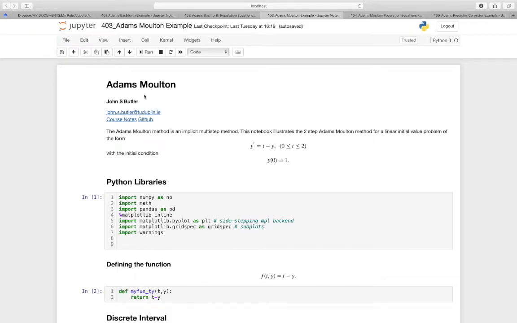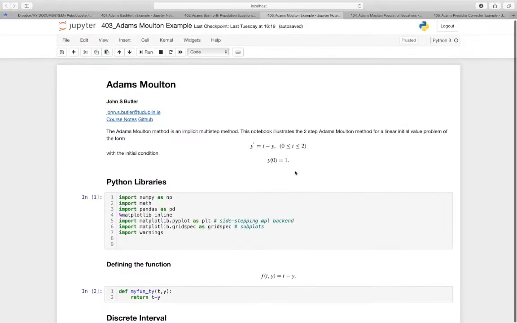In this recording, I'm going to talk about the Adams-Moulton methods. The Adams-Moulton methods are an extension of the Adams-Bashforth method, but they're implicit. In this notebook, like the other one, I'll illustrate this by looking at the initial value problem y' = t - y.